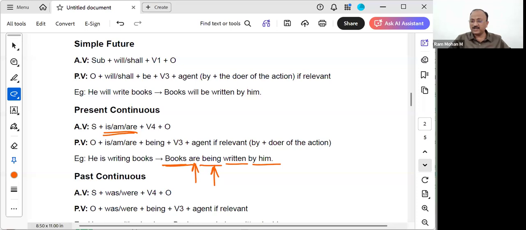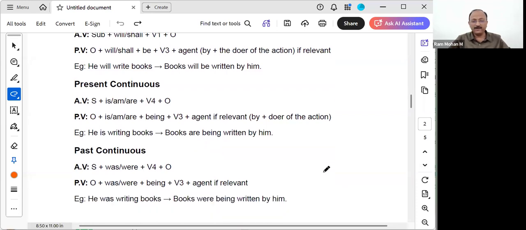Correct? No? The same structure will fall even for the past continuous tense also. Okay? Past continuous tense, what will happen? Instead of is and am or are, we will be having was or were. Rest everything same. Correct? No? Subject will be there. Was or were. Singular means was, plural means were will be there. Followed by V4 and then object. What will happen? He is the subject, was writing books. Writing is the fourth form of the verb.